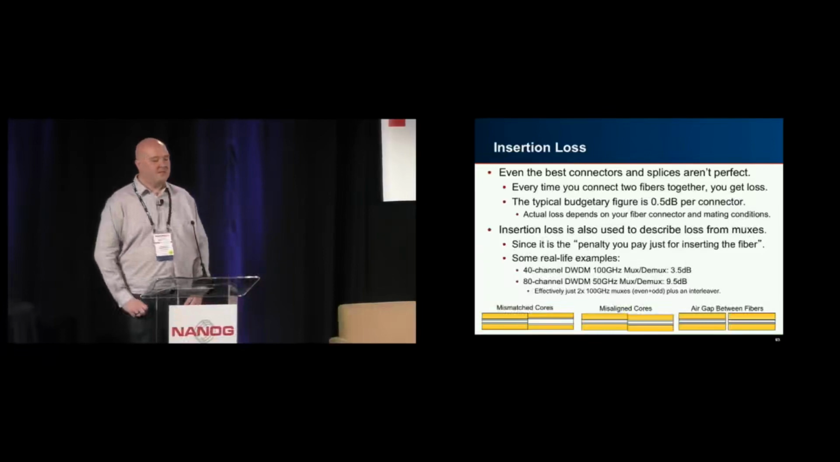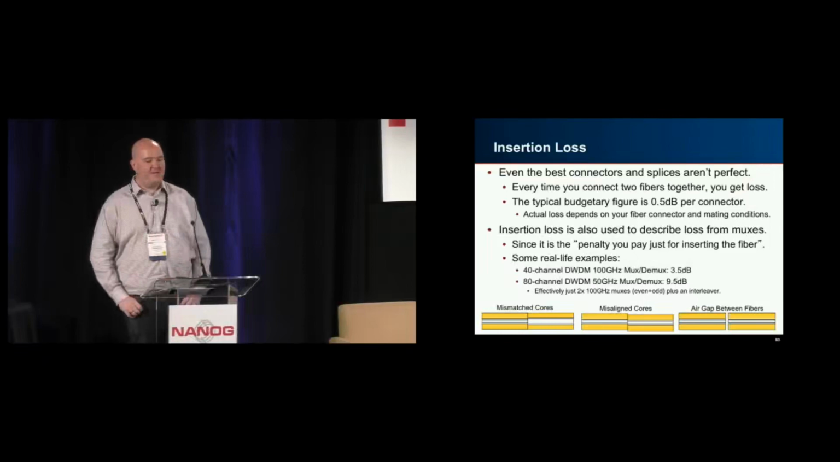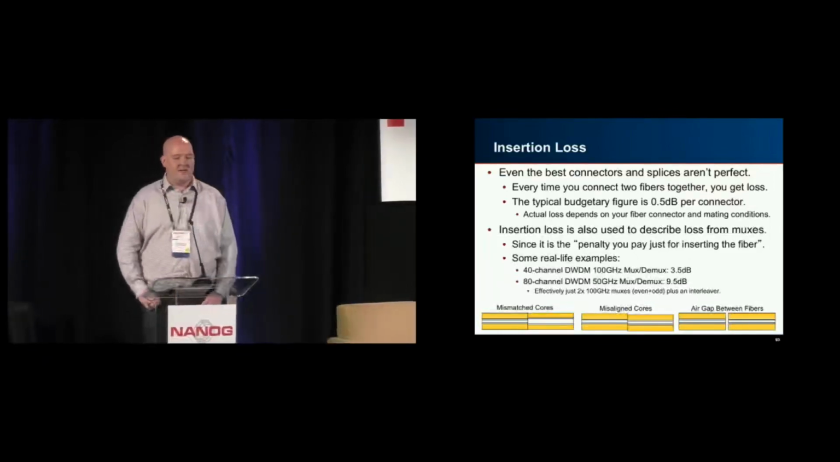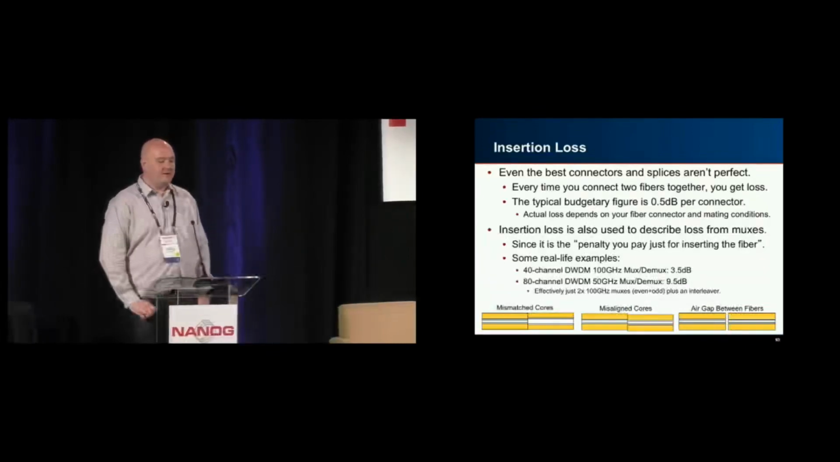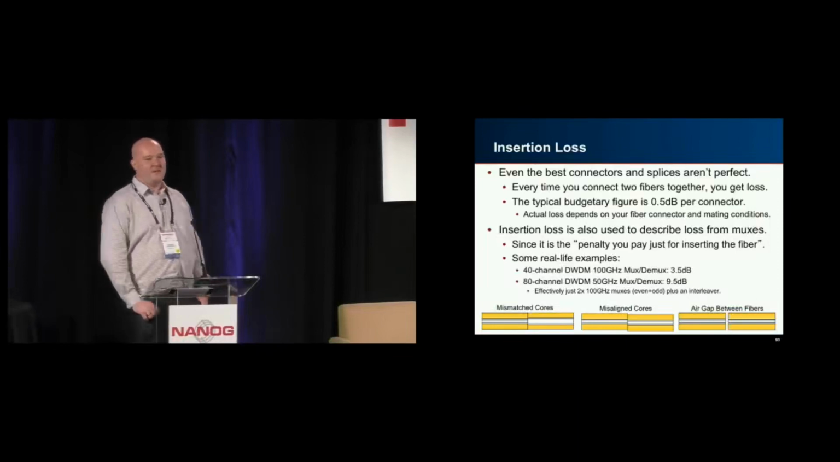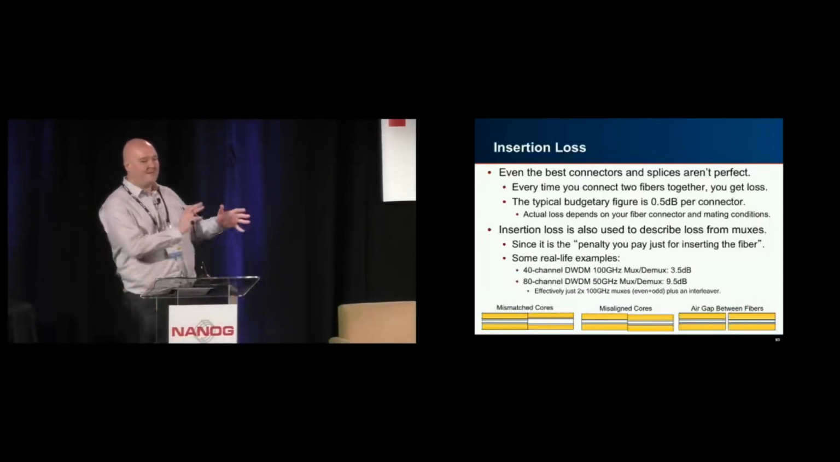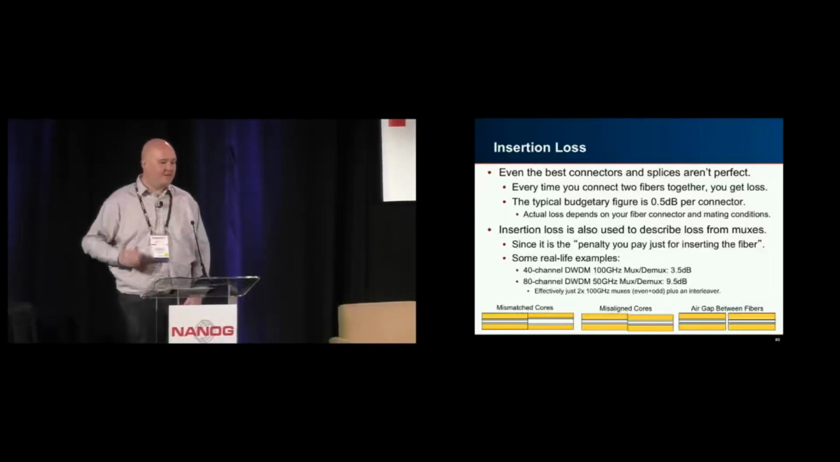But the word insertion loss is also used to describe the loss that you see from a MUX. Basically, it's the penalty that you pay just for inserting the fiber. Some real life examples: in a common 40-channel DWDM AWG design MUX, you're going to see an insertion loss of about 3.5 dB. Meanwhile, if you move to an 80-channel system, a 50 gigahertz MUX, you're going to see a much higher insertion loss, 9.5 dB. Basically, a 50 gigahertz MUX is 200 gigahertz MUXes at an offset plus an interleaver. So you see that add up of cost and insertion loss.